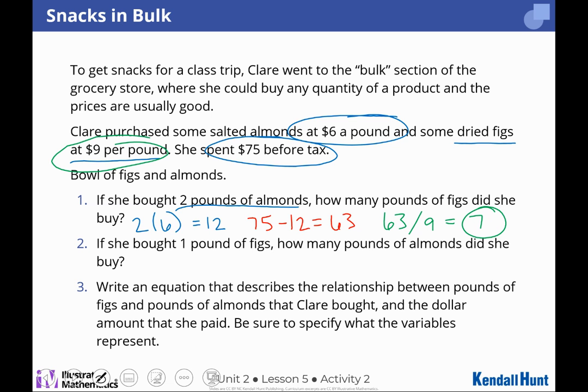Number 2, if she bought 1 pound of figs, how many pounds of almonds did she buy? So 1 pound of figs is $9. So we'll start with the $75 she spent altogether minus $9 for 1 pound of figs. And that is, let's see here, $66.